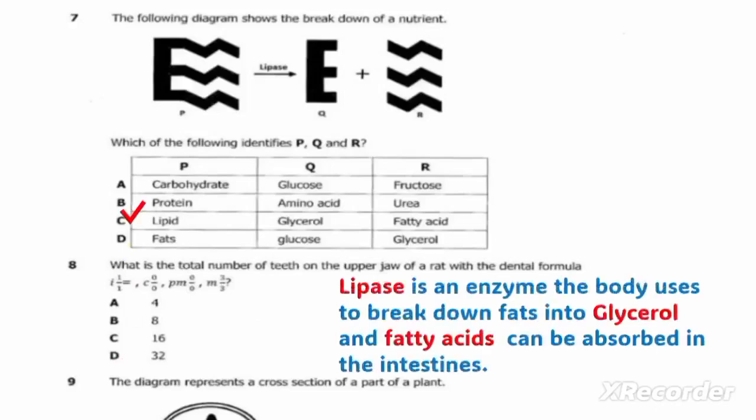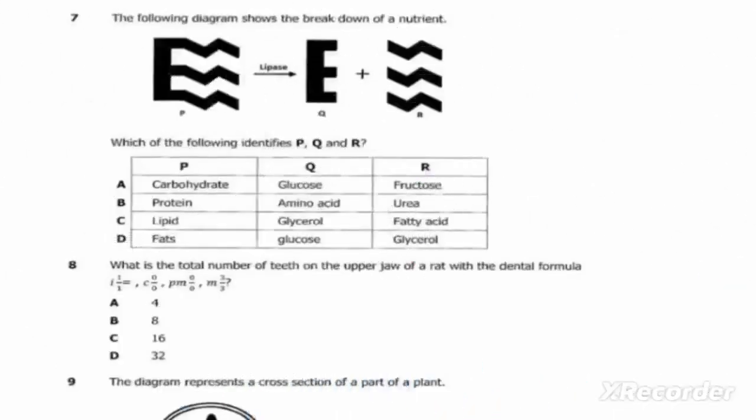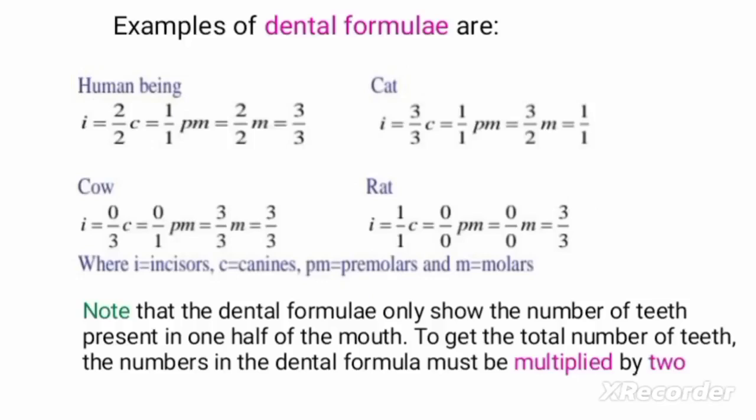We shift to the next question, which is question 8. Question 8, the question reads, what is the total number of teeth on the upper jaw of the rat? With the dental formula given. Incisors is equal to 1 over 1. Canine is equal to 0 over 0. Premolars is equal to 0 over 0. Molars is equal to 3 over 3. So to answer this question effectively, we are going to make use of the information given here.